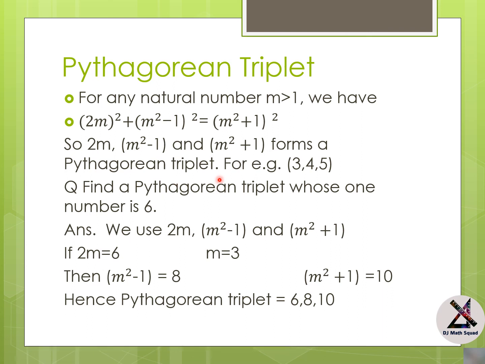form a Pythagorean triplet. So we do a question here which says: find a Pythagorean triplet whose one number is 6. We use this technique, 2m, m square minus 1 and m square plus 1, which form a Pythagorean triplet. We can find it using any one of them. So assume 2m is equal to 6, so the value of m is 3. Put the value of m as 3 and find the other two numbers: m square minus 1, which gives 8, and m square plus 1, which for 3 is 10. So 6, 8, 10 is a Pythagorean triplet.